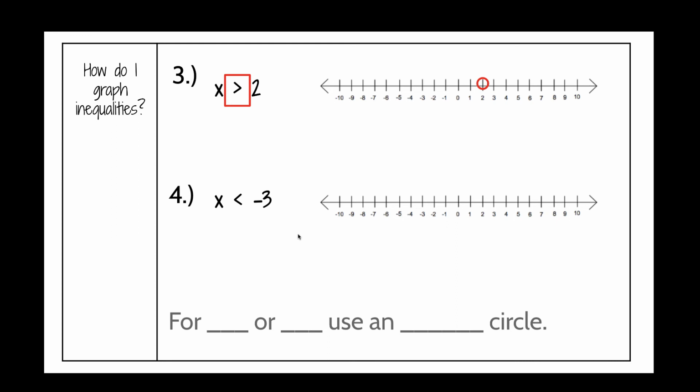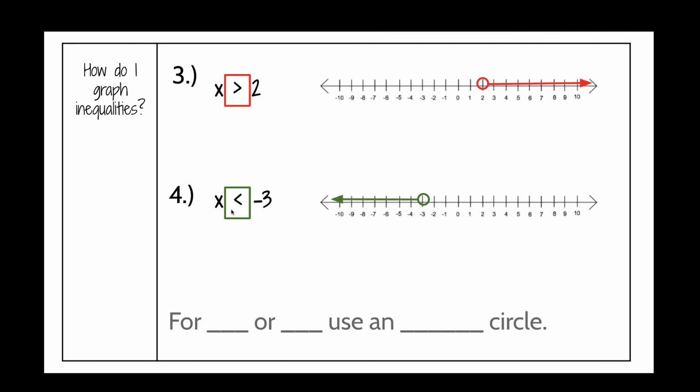Going to number 4, let's practice reading this one. x is less than -3. So we're looking for values that are less than -3. Let's start by finding -3 on the number line. Am I saying the value could equal -3? No. So it's going to be an open circle on -3, and I'm talking about values that are less than -3. So all of these to the left, I'm going to show that with an arrowhead.